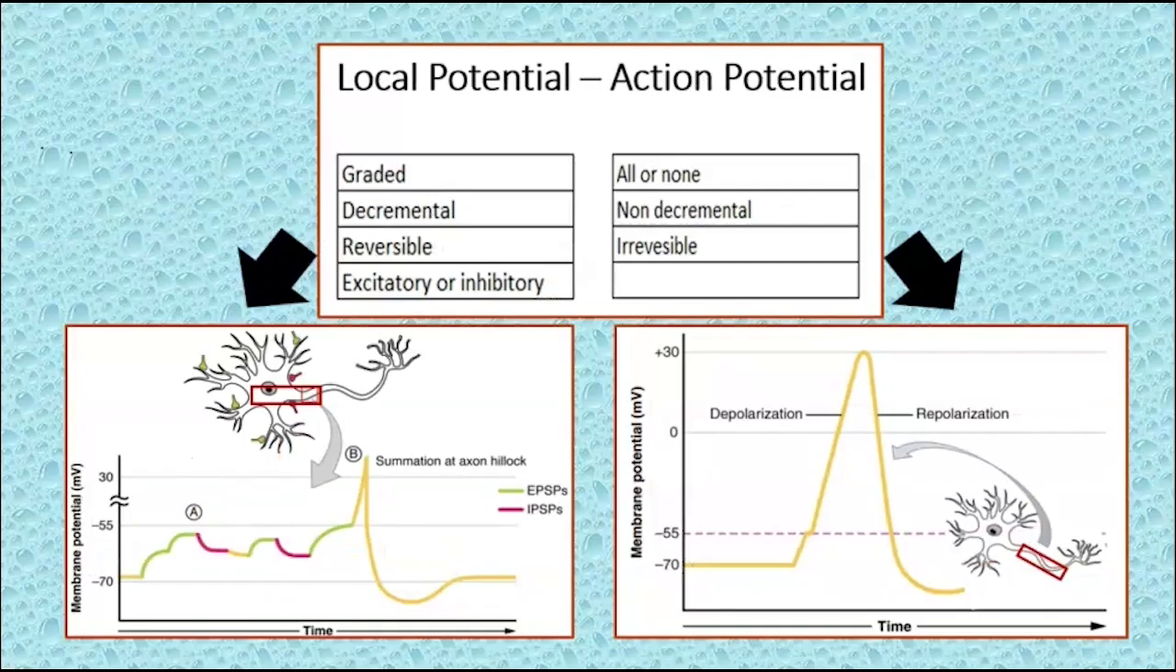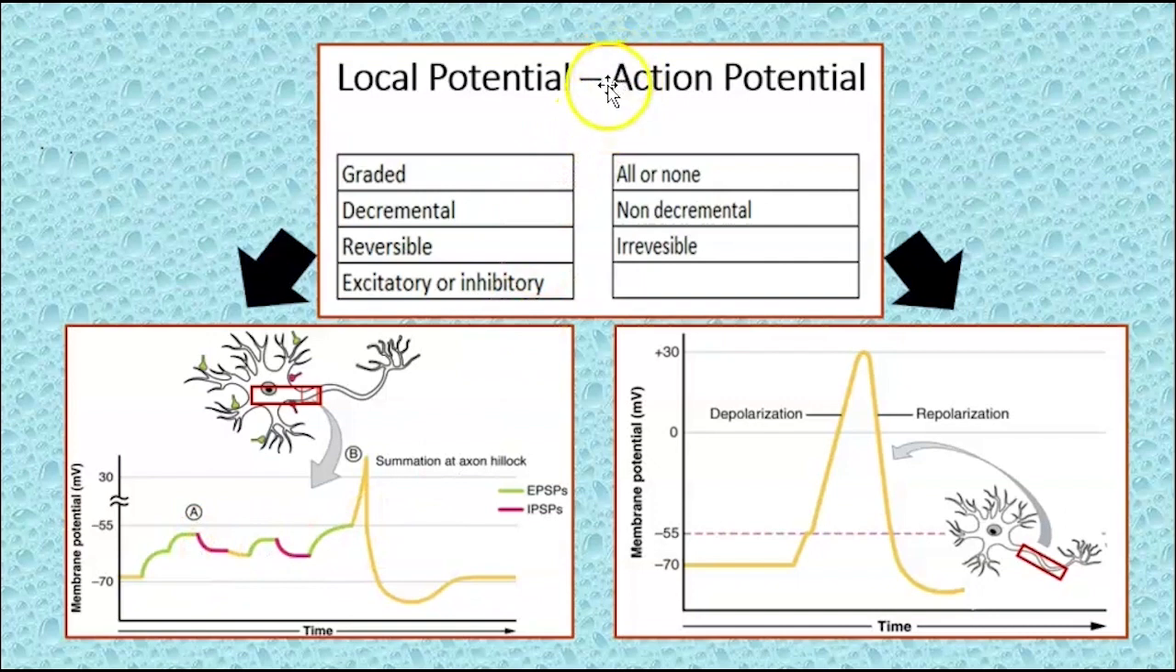And right here you have a table where you can compare action potential and local potential. The characteristics for local potential: they are decremental, right? They start, but then they don't reach the trigger zone. They are graded. They are reversible. They can be excitatory or inhibitory.